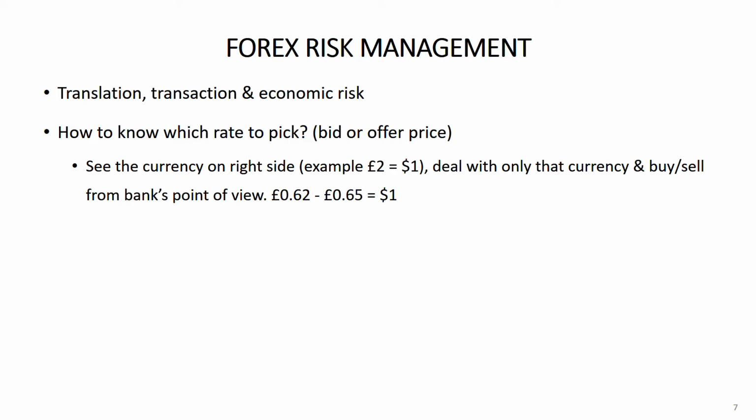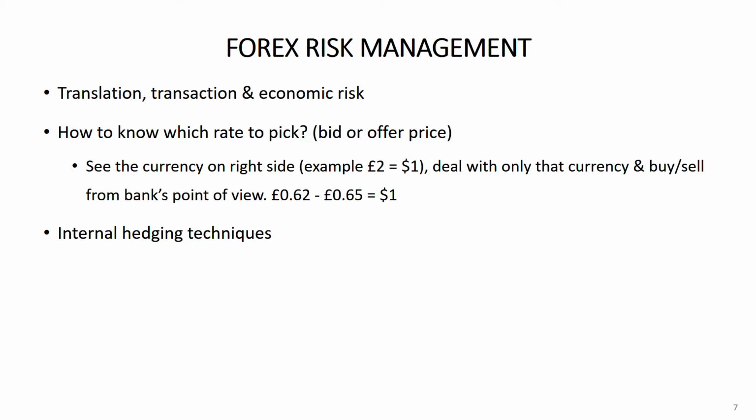So that you don't make this mistake again, always remember that the bank will be buying at a lower rate and selling at a higher rate. So 0.62 is the bid price and 0.65 is known as the offer price. That's all you need to know how to do.